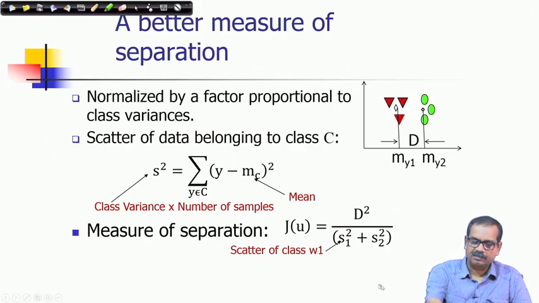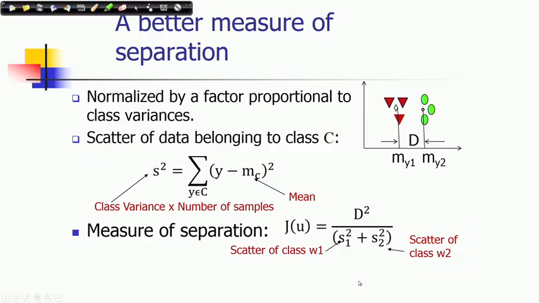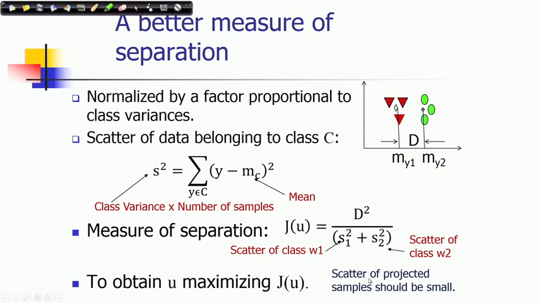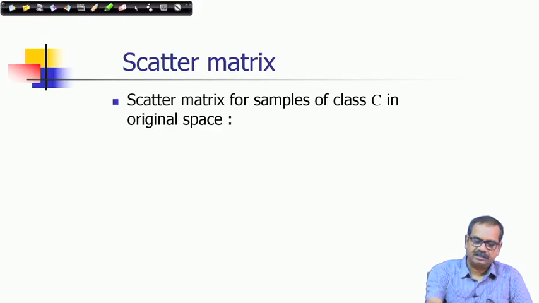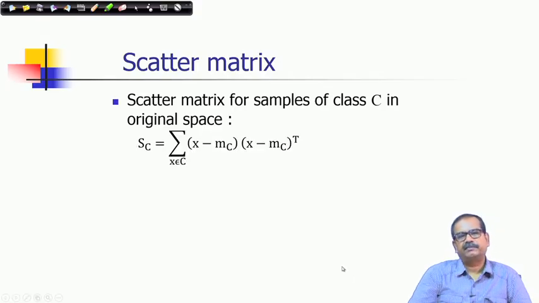So, this is the scatter of class W1 and this is the scatter of class W2, and our objective is to maximize this value J of u with respect to u to get a direction, so the scatter of projected samples should be small. Let us also define the scatter matrix of the original data. The scatter matrix of samples of class C in the original space is defined in the same way, and as you can see, it is a multidimensional space.